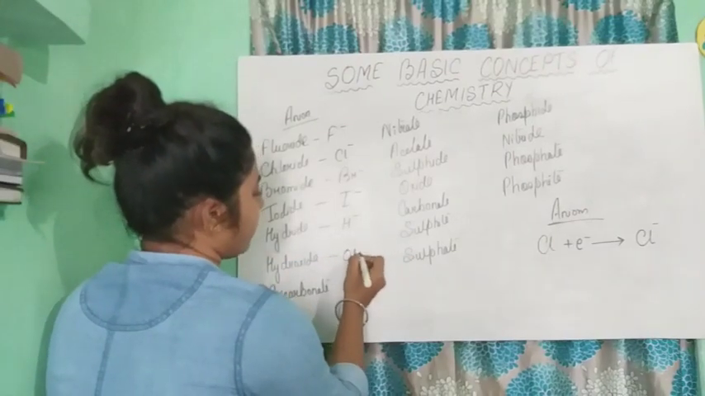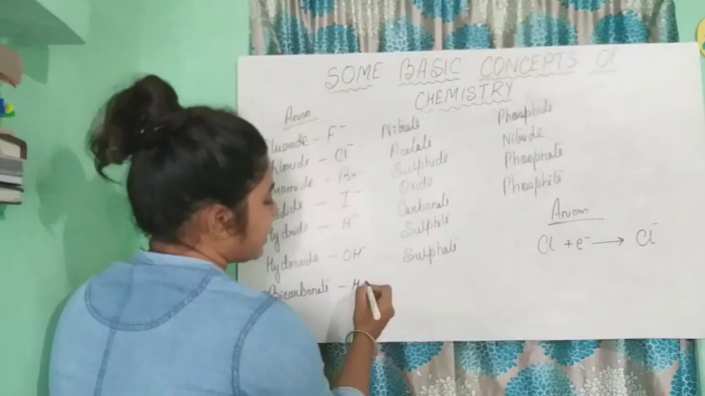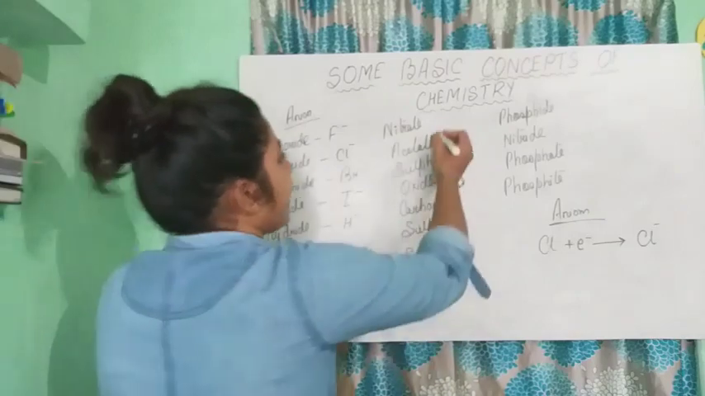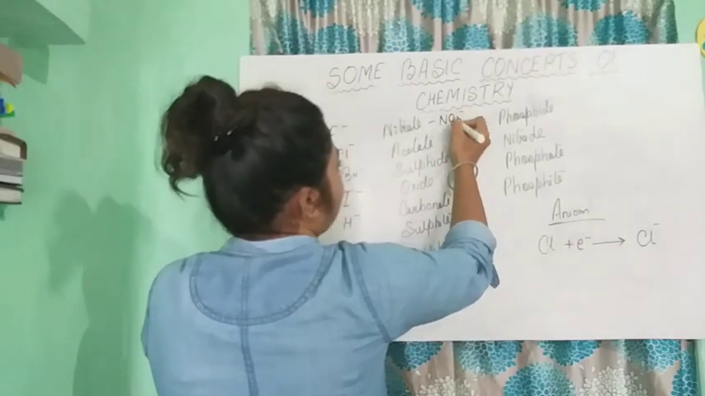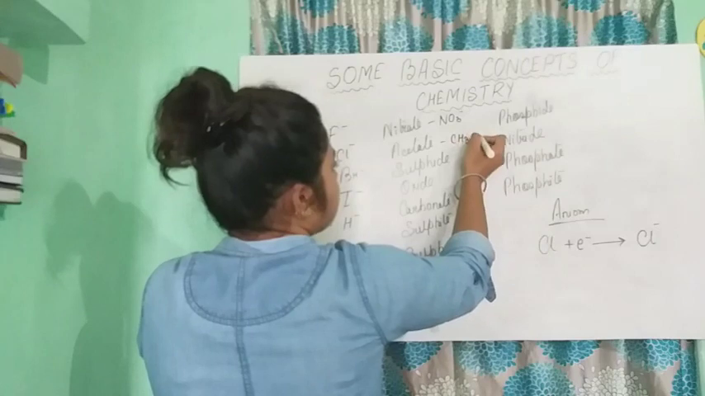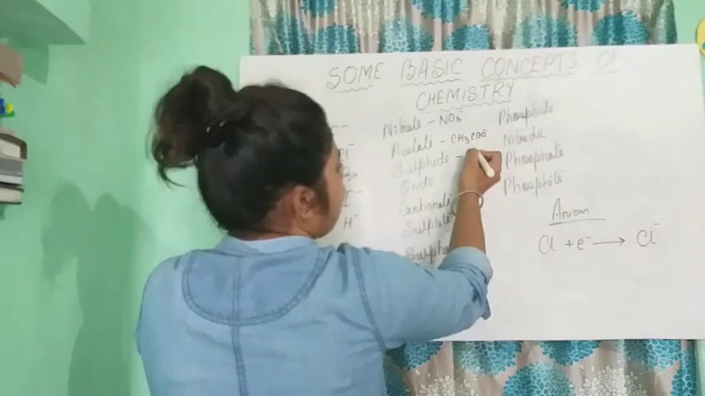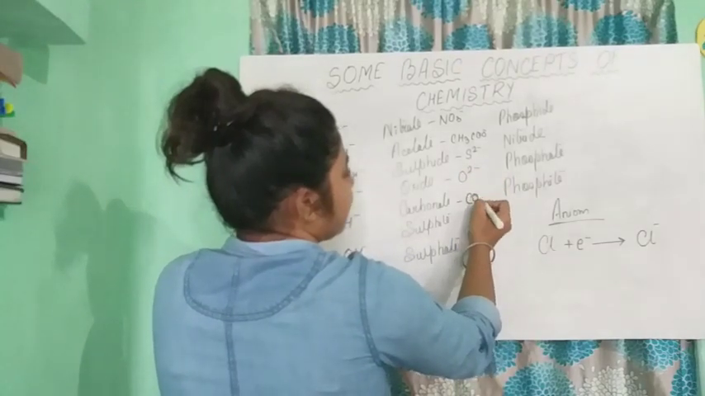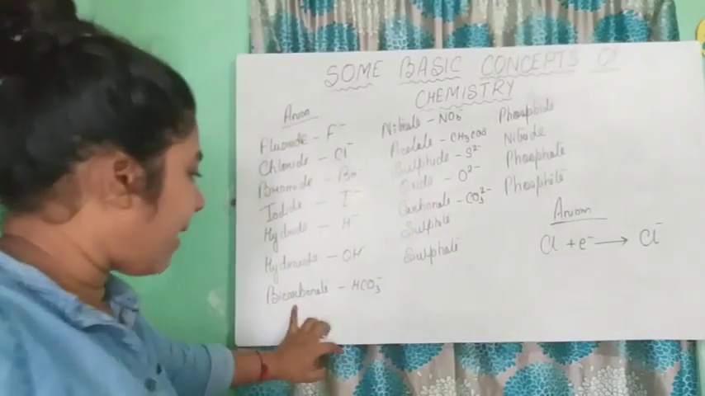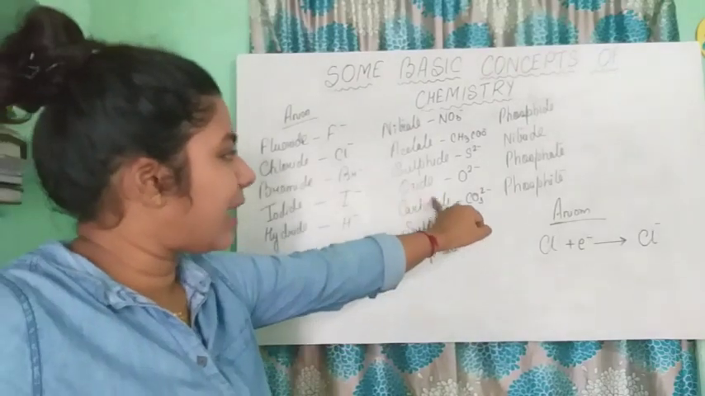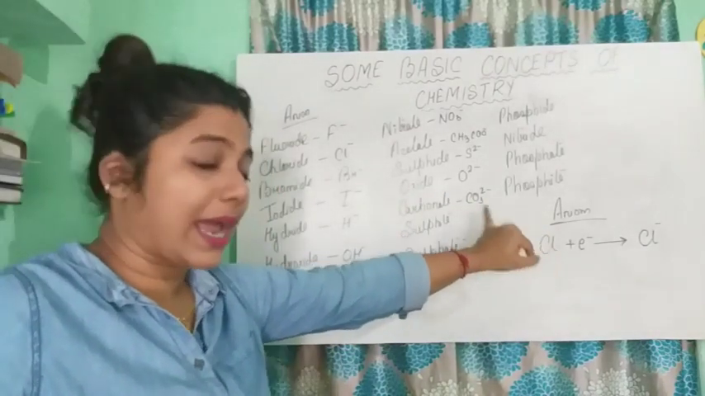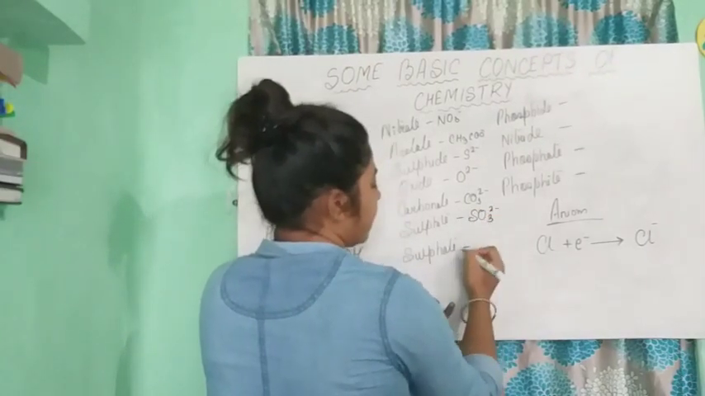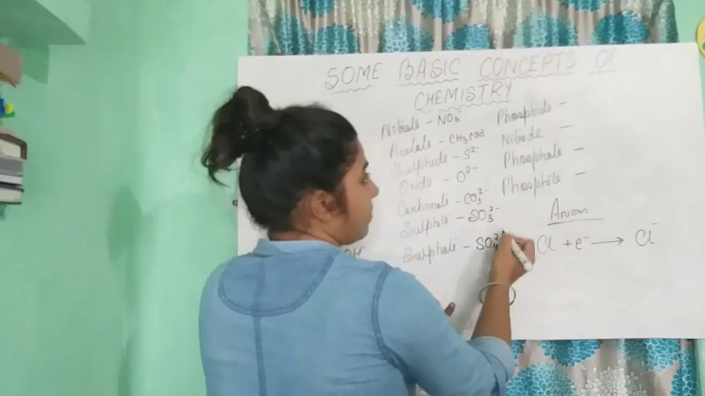Hydroxide, it's OH minus. Bicarbonate is HCO3 minus. Nitrate, NO3 minus. Acetate, CH3COO minus. Sulfide, it's S2 minus. Oxide, it's O2 minus. Carbonate, it's CO3 2 minus. You see, bicarbonate is HCO3 minus and carbonate is CO3 2 minus. The hydrogen is not present here. Sorry, sulfite is SO3 2 minus. Sulfate is SO4 2 minus.